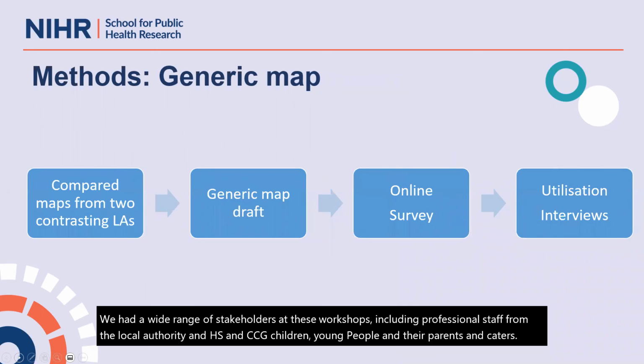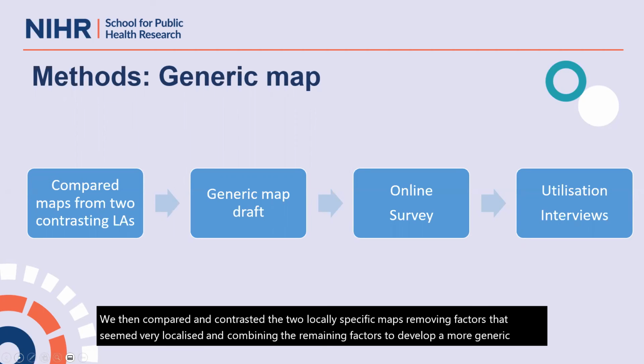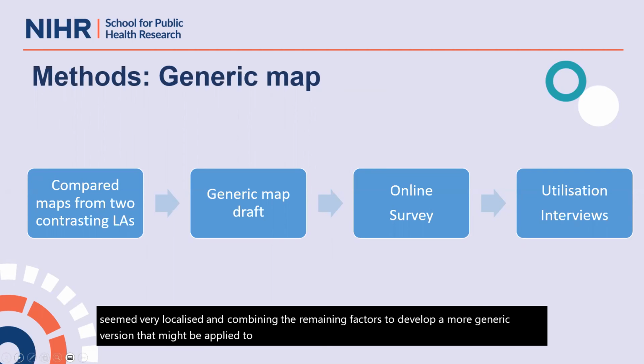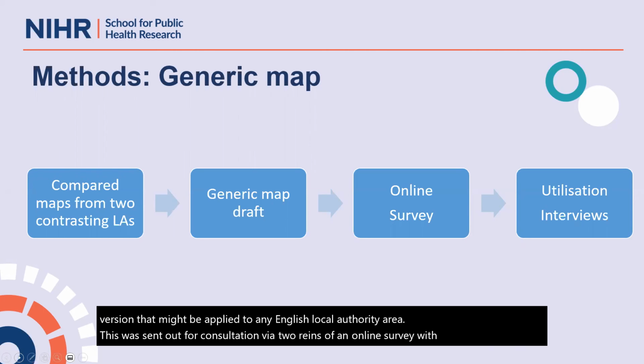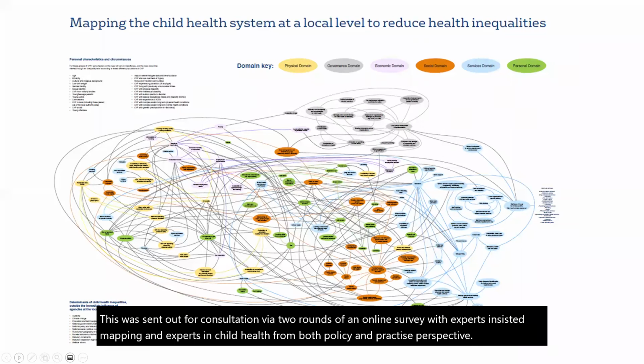We then compared and contrasted the 2 locally specific maps, removing factors that seemed very localised and combining the remaining factors to develop a more generic version that might be applied to any English local authority area. This was sent out for consultation via 2 rounds of an online survey with experts in system mapping and experts in child health from both a policy and a practice perspective. This is the final system map.